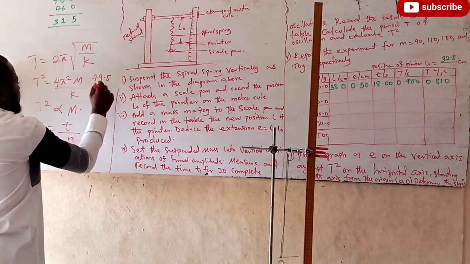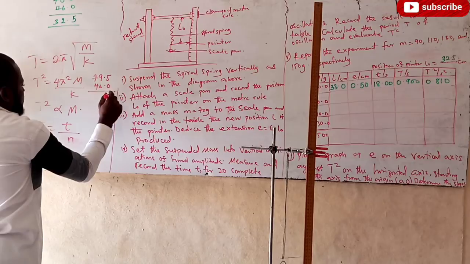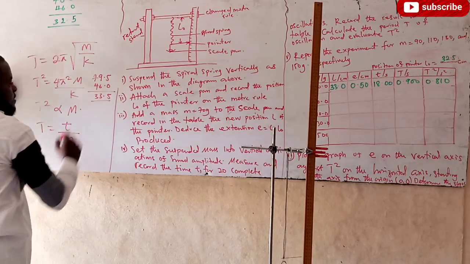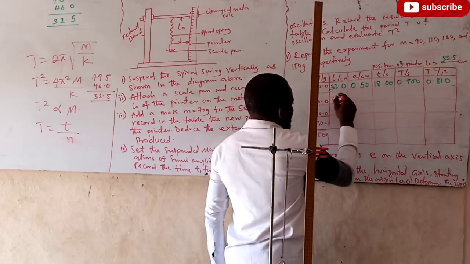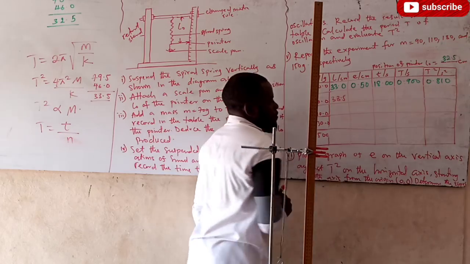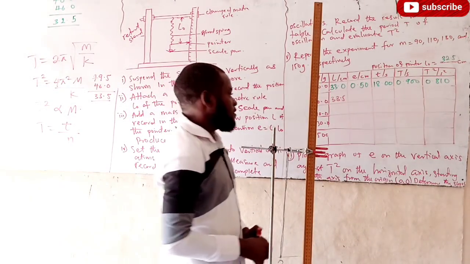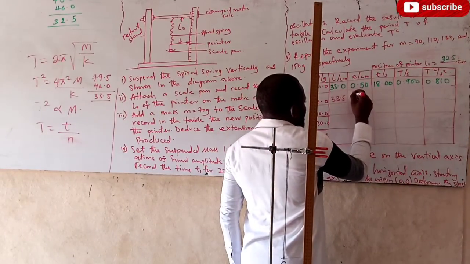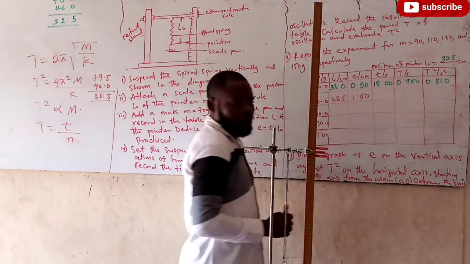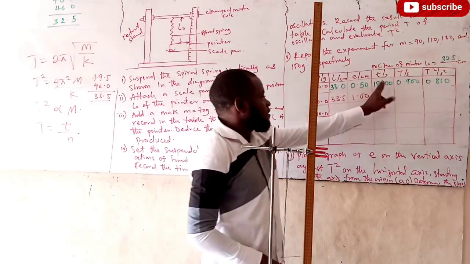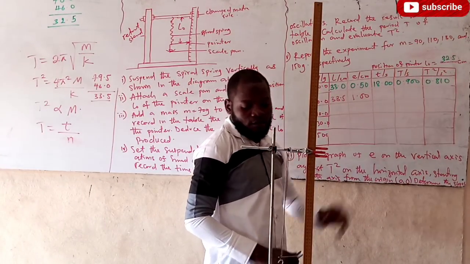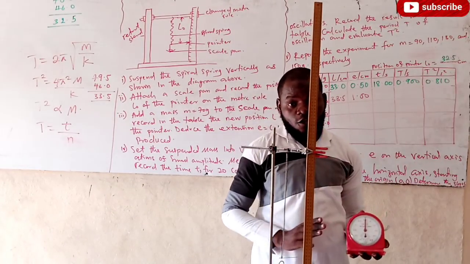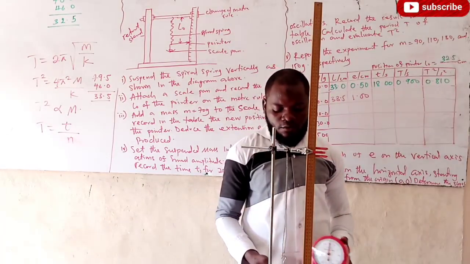For me now to get my result, I'll just say 79.5 minus 46.0. So we have 33.5. So this will be 33.5. So what will be the extension? The extension is going to be 33.5 minus 32.5, and that is 1.00. So the next thing is to determine the time for 20 oscillations. So I'll first of all reset my time back to normal. And now I'll set it into oscillation.